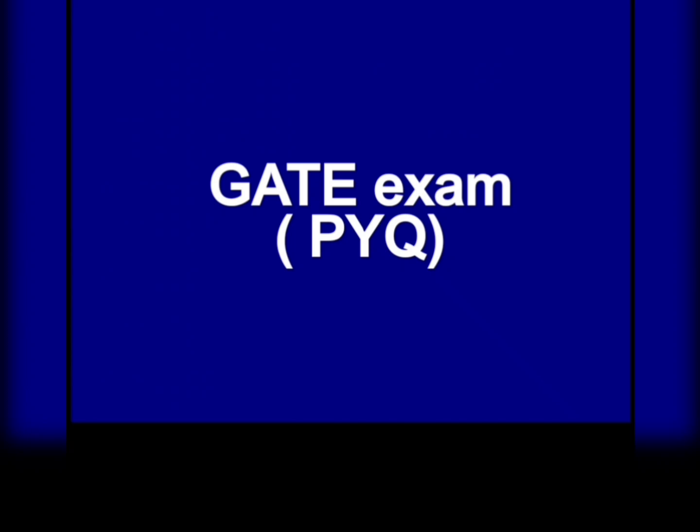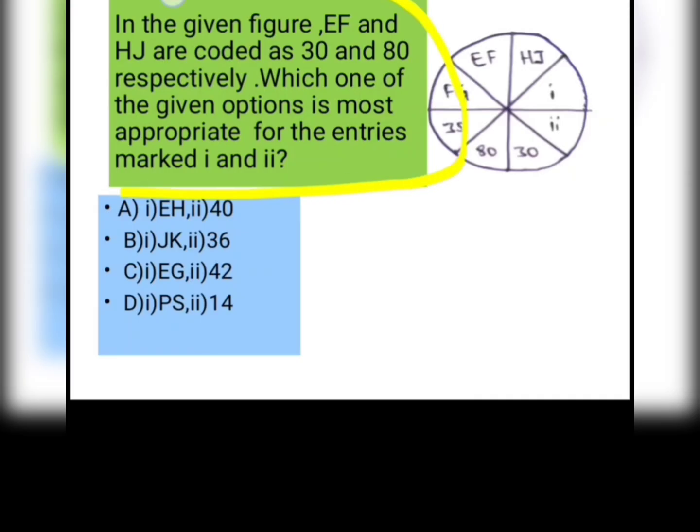In this video, let's solve a previous year GATE exam question. In this question, it is given, in the given figure, EF and HJ are coded as 30 and 80. That means EF is coded as 30 and HJ is coded as 80. Which one of the given options is most appropriate for entries 1 and 2? What will be 1? What will be 2?